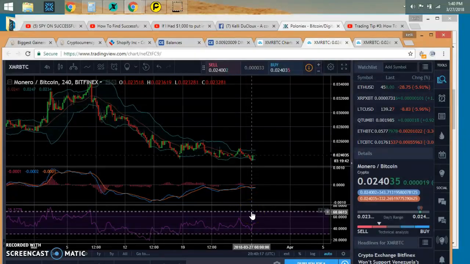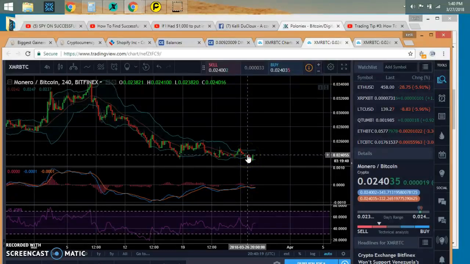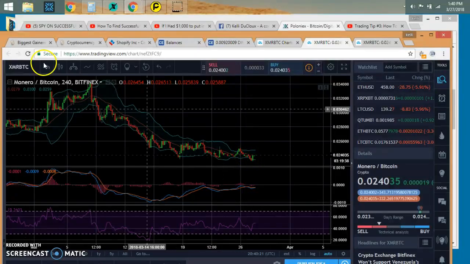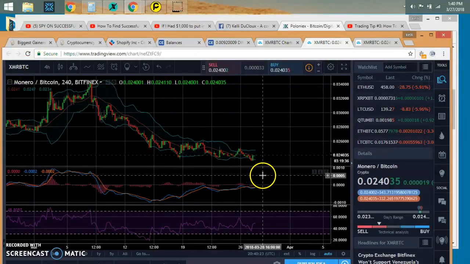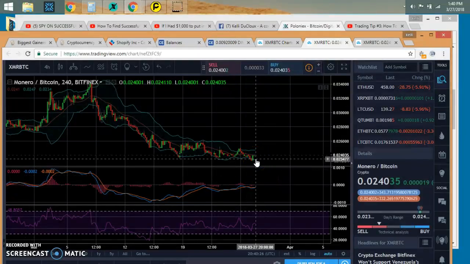All right, so at this point I can't make money, or I wouldn't try to make money off of Monero right now. But I'm going to keep watching it to see if I can capitalize when or if all of these indicators line up. Okay?